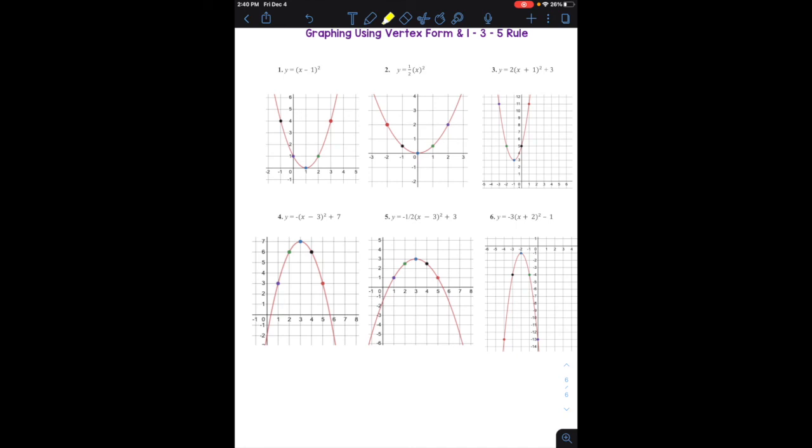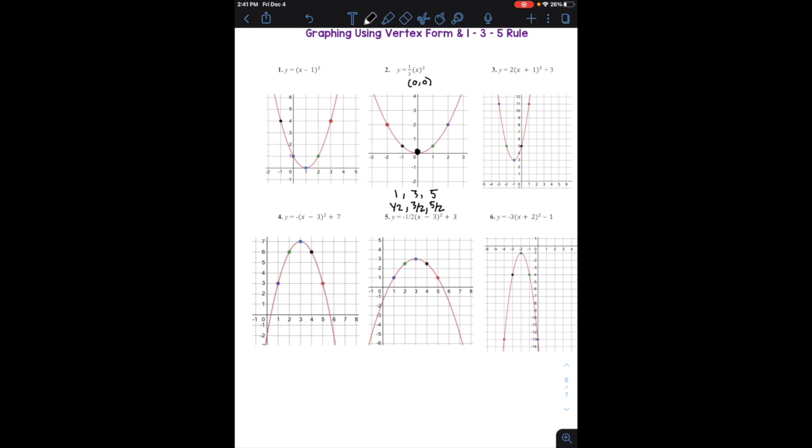Here are your answers for 2, 4, and 6. In number 2, our vertex is going to be 0, 0 because there are no operations inside the parentheses or outside. There is no h or k value, so we're going to start our first point at 0, 0. And we're not going to use the 1, 3, 5 rule. We're going to multiply that by 1/2. So it's 1/2, 3 halves, or 1.5, and 5 halves, or 2.5.